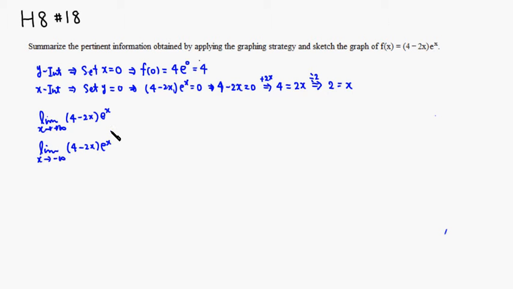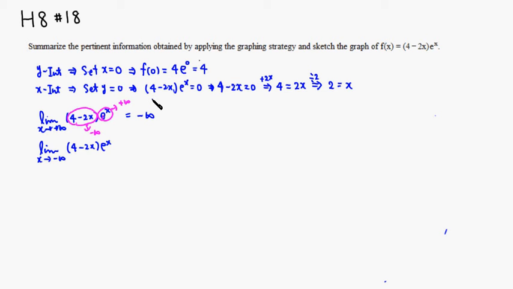So let's look at the top one. We have this function as x approaches infinity. This part is 4 minus 2 times a really big number, so this approaches negative infinity. And e to the big number is still a big number, so that goes to positive infinity. A positive big number times a negative big number is a negative big number. So we have negative infinity.